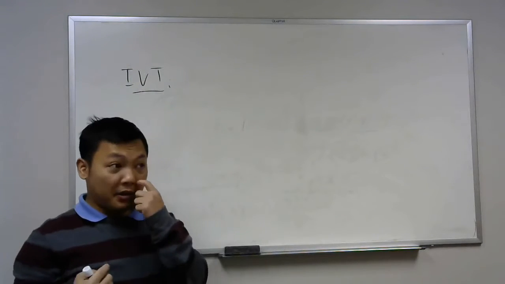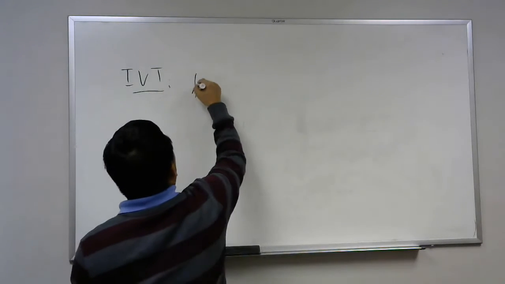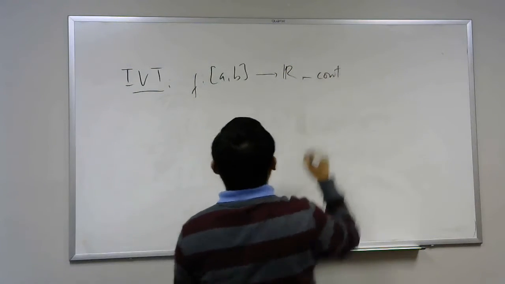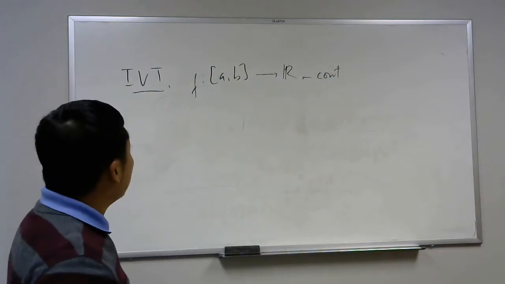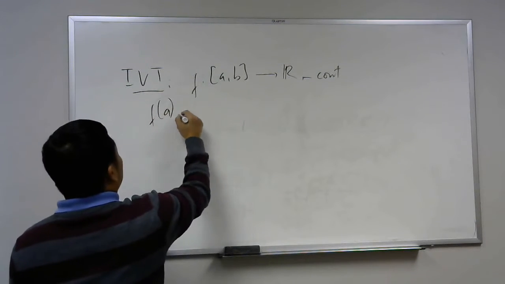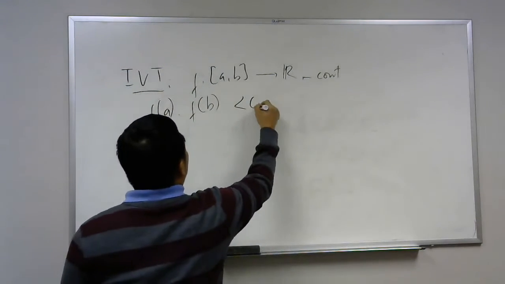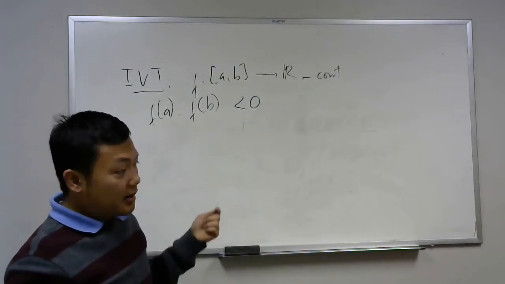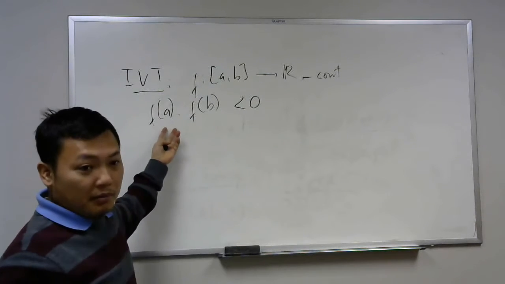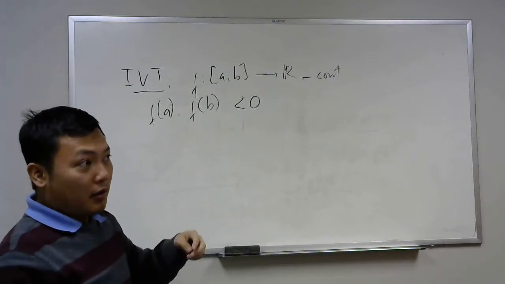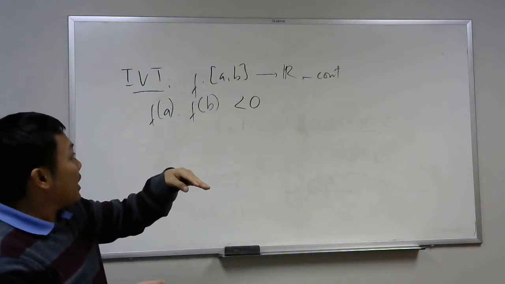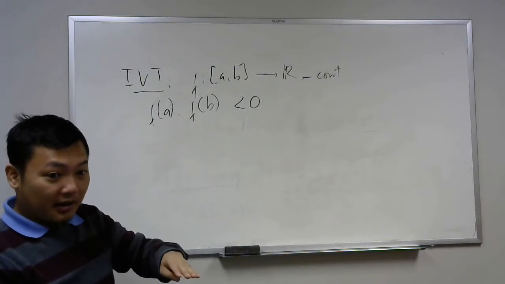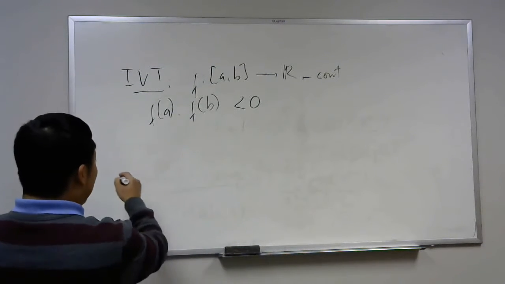if you have a continuous function on some closed interval, right, such that f of a times f of b is less than 0. So the condition f of a times f of b less than 0 says one number should be positive and the other should be negative, right? Or geometrically, we say one point is above the x-axis and one point is under the x-axis. So we might have the following picture.